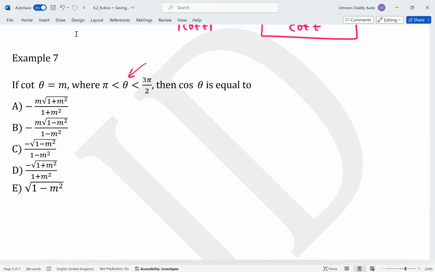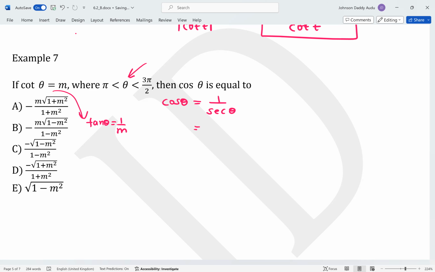So we need to think, how do we connect them? We know that cosine theta is 1 over sec theta, and there is a relationship between sec and tan. Or another thing we can do here: since cotan theta is equal to m, it means that tan theta is going to be 1 over m. You see that? Yes, this is true.